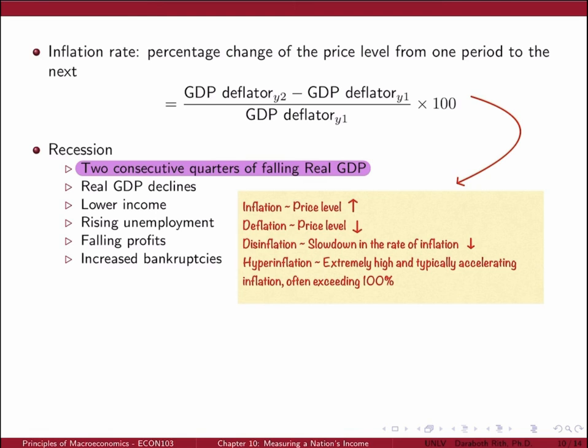Recession. Having learned about GDP, we can now define when an economy is in recession. A recession is typically defined as 2 consecutive quarters of declining real GDP. During a recession, several economic indicators reflect this downturn. Real GDP decreases, income levels drop, unemployment rates rise, profits decline, and bankruptcies become more frequent. These factors combined indicate a significant slowdown in economic activity.